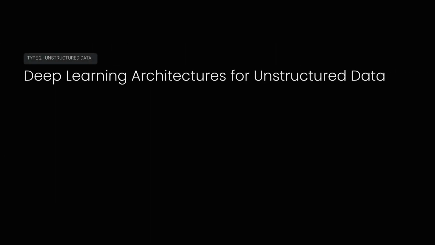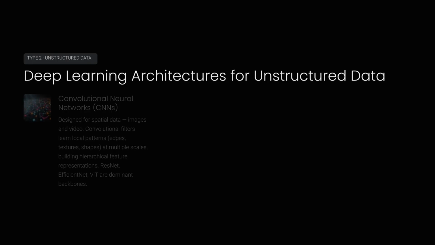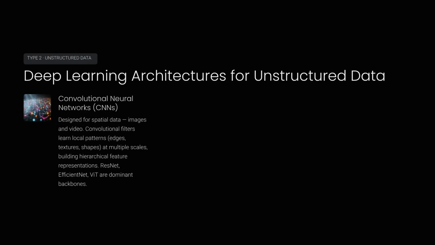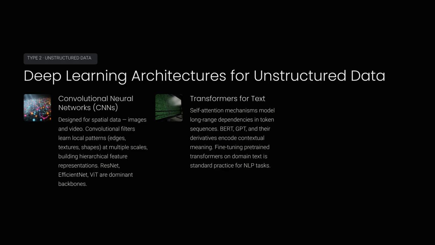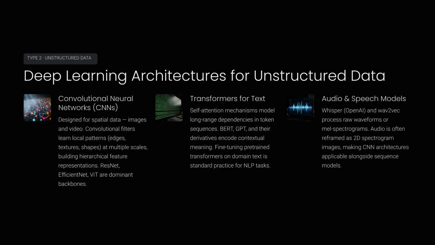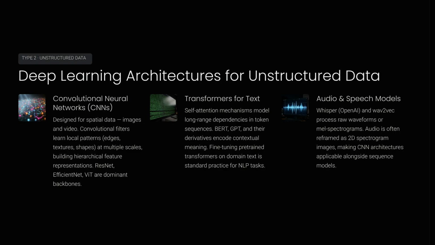Deep learning architectures are key for unstructured data. Convolutional neural networks are designed for spatial data. Transformers for text model long-range dependencies. Audio and speech models often reframe waveforms as 2D spectrograms for CNN architectures.